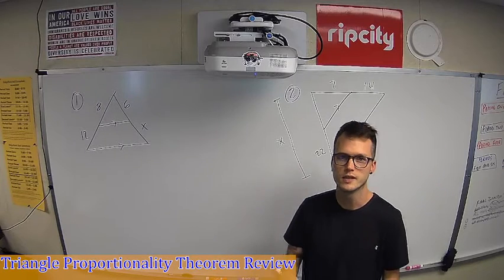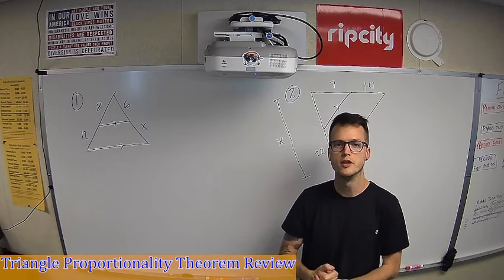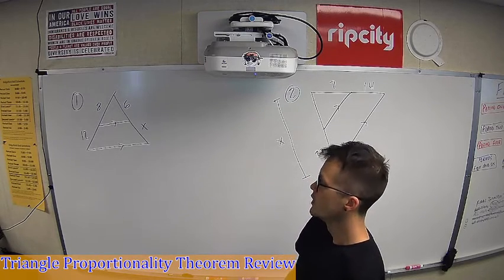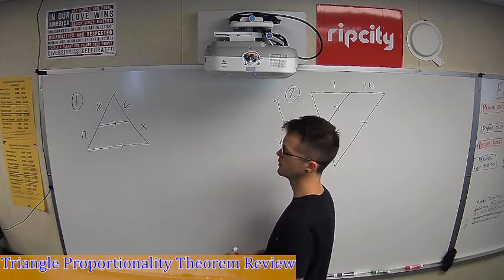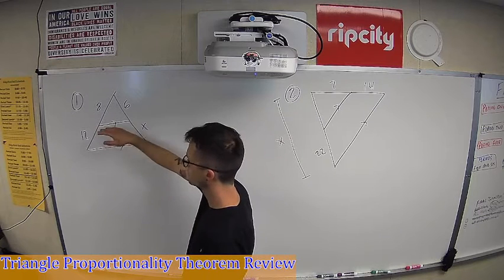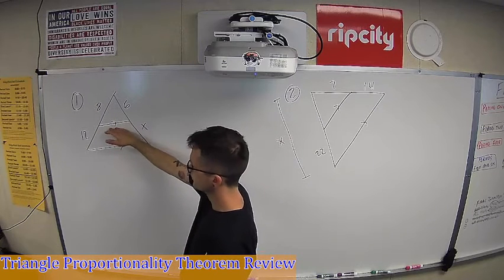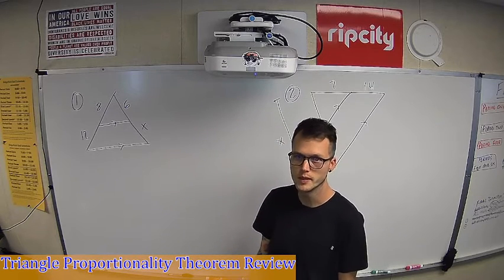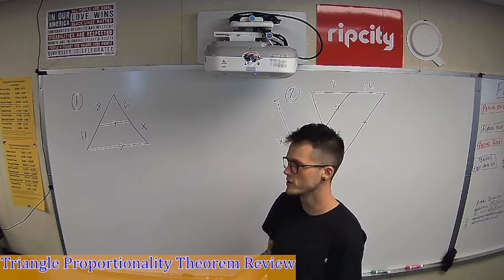What's up, team? Let's talk about the triangle proportionality theorem. This is a quiz 3 review as we prepare for our final. Basically, what the triangle proportionality theorem says is if you have a base of a triangle that is parallel to the base of a smaller triangle inside of the bigger one, then the ratios of corresponding parts are going to be congruent.